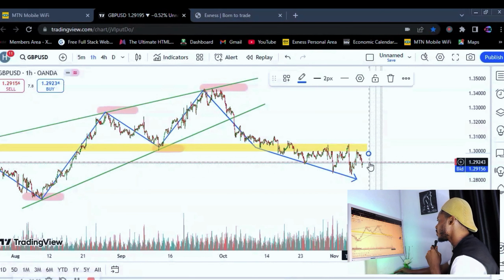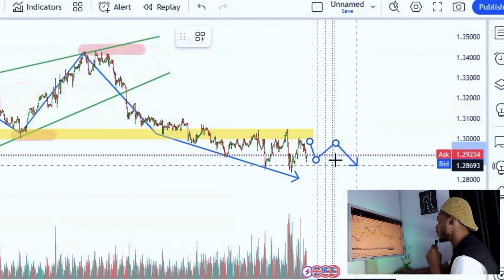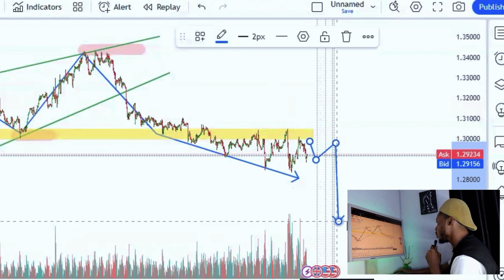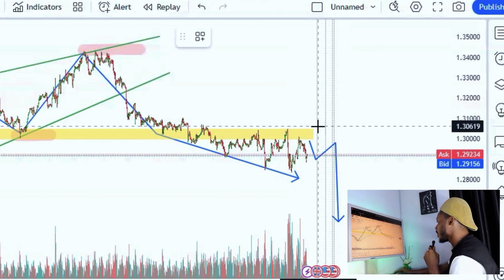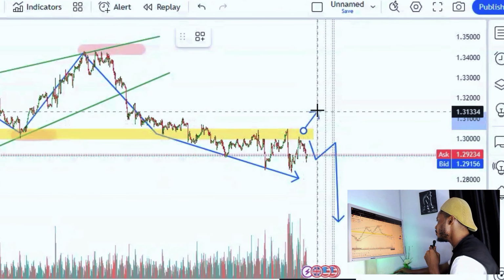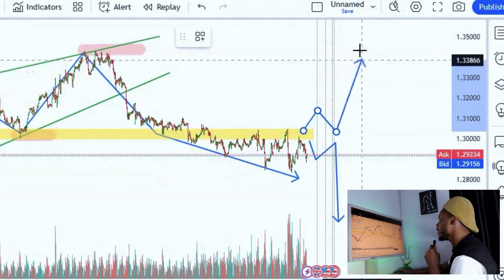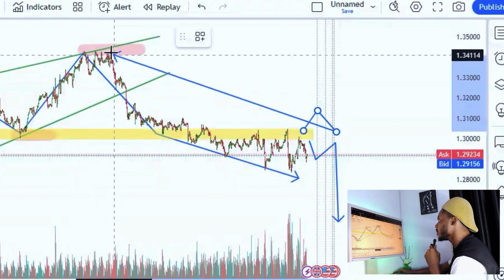It's either price retests this zone here just like this. Let me quickly mark that out. It's either price does something like this, like a consolidation already. It can only result in two things. It's either it continues downward like this, or price comes up and breaks out like this, and we have this movement upward. Now when we have a push upward like this, you need to be mindful because we have a resistance here.